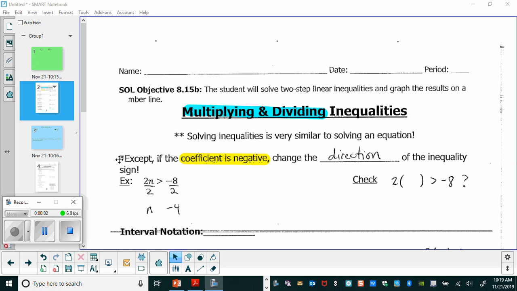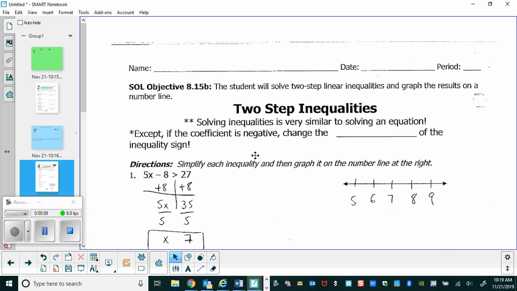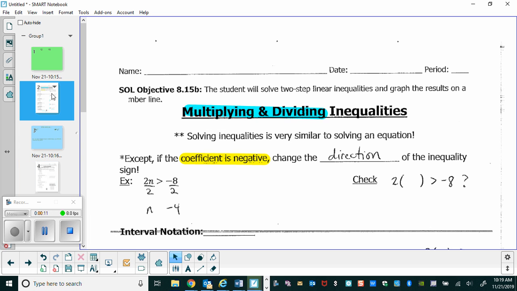So in this video, I'm going to be on page 3 with you guys reviewing how to multiply and divide your inequalities. And we will also move on over to page 4. But first, what I want to do is review why we actually flip the direction of the inequality symbol if we have a negative coefficient.